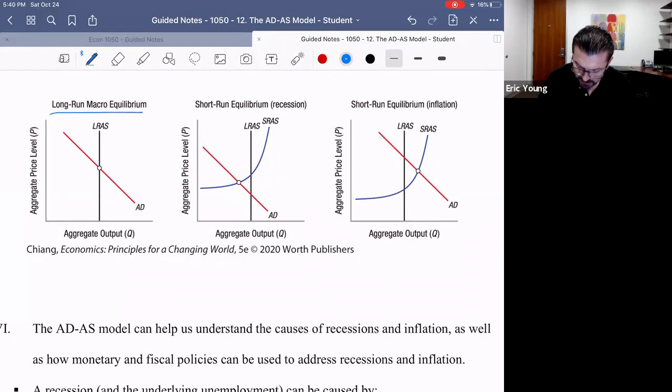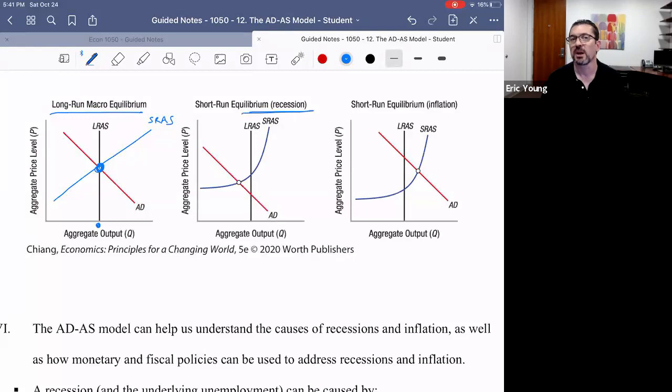Let's first take this one, long run macro equilibrium. I would actually myself add this in just to make it really clean. We'll call that SRAS. Notice that in this first panel, we have SRAS and AD and LRAS all intersecting at the same place right here. This implies that the economy's current actual output is exactly the same as its potential output. It's operating perfectly.